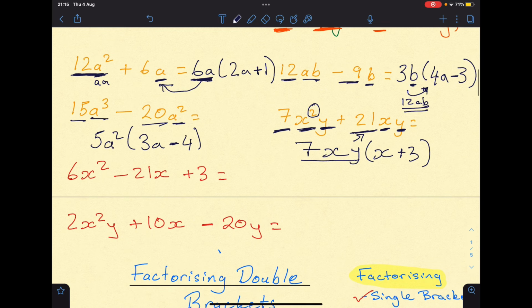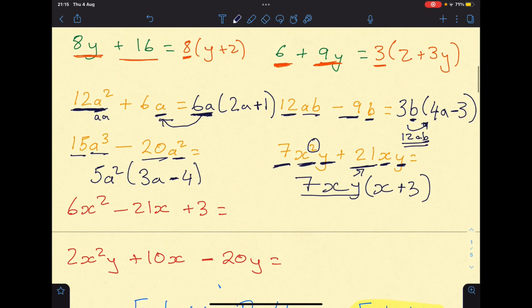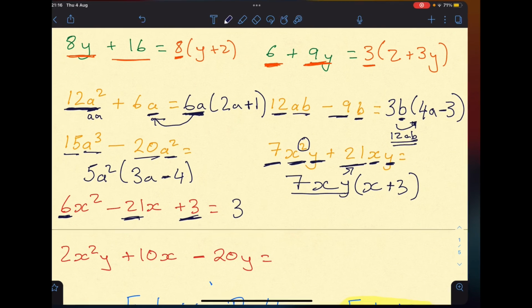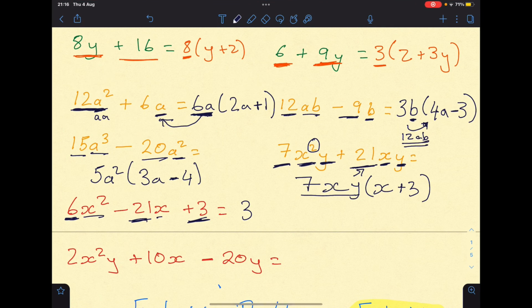Okay, now looking at some harder ones. Here we have to look at 3 terms. So what's the highest number I can divide 6, 21 and 3 by? That would be 3. And then is there a letter common in all 3? I've got 2 x's here, I've got 1 x here, but I've got nothing in the last term. So I can't take a letter out because it's not common in all 3 terms.